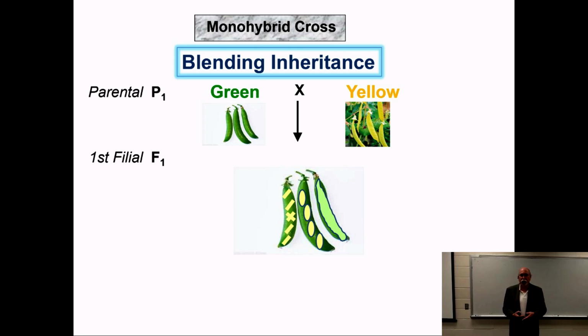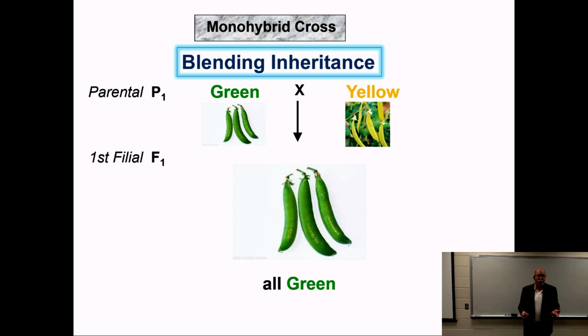It would blend those two colors together in some way, either as both solid colors being there as polka dots or something, or just a lightening of the green toward the yellow range. When he did his crosses, he didn't get that. He got all green, exactly green like the green parent. No hint of yellow, no stripes, no dots or anything else. And I think most of us would have said, well, there's something just odd here.